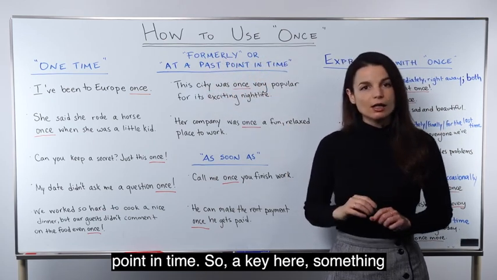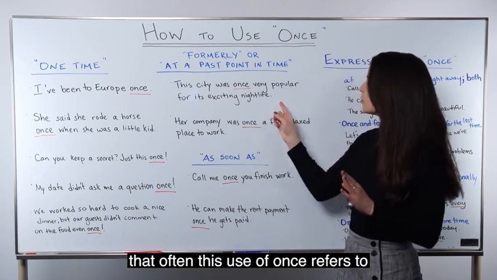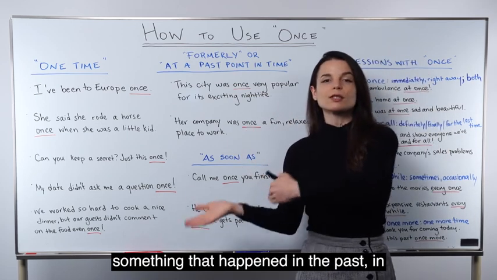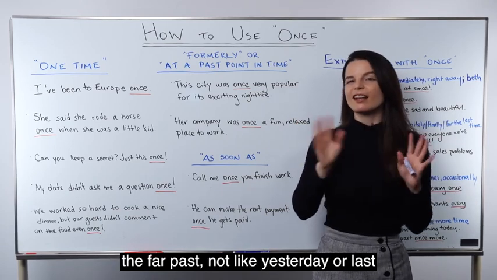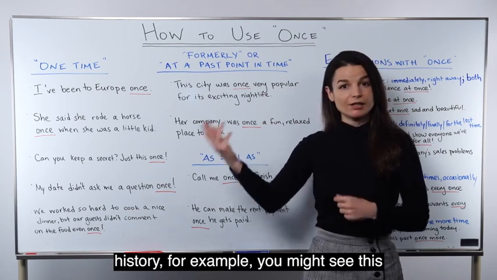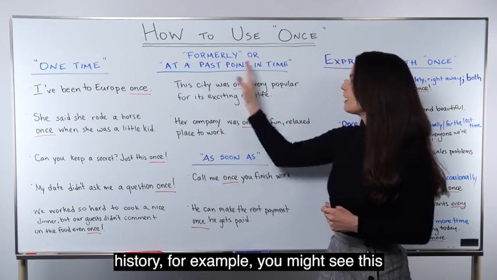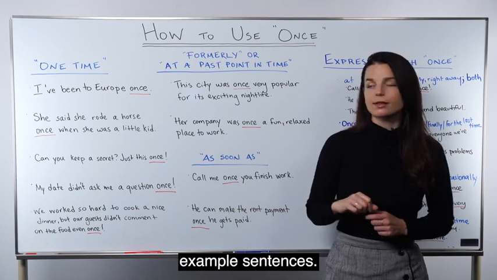So a key here, something that you can use as kind of a hint, is that often this use of once refers to something that happened in the past, in the far past. Not like yesterday or last week, but when you're talking about history, for example, you might see this use of once. So let's break down these example sentences.